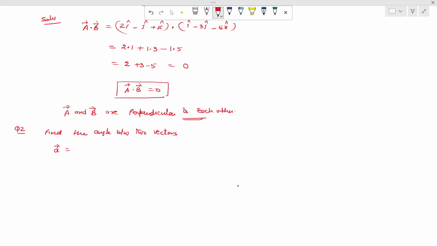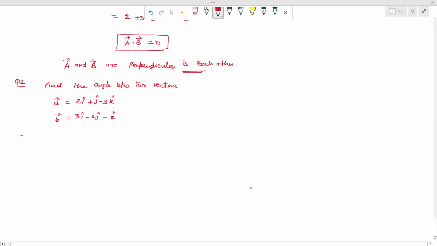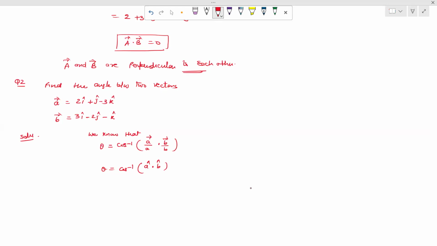Here vector A is given as 2i plus j minus 3k, and vector B is equal to 3i minus 2j minus k. So here we are going to obtain the angle theta. For the angle theta, what formula do we have? Directly we can write that we know angle theta is equal to cos inverse of (vector a upon magnitude of a) into (vector b upon magnitude of b). So this can be cos inverse of unit vector a and unit vector b.